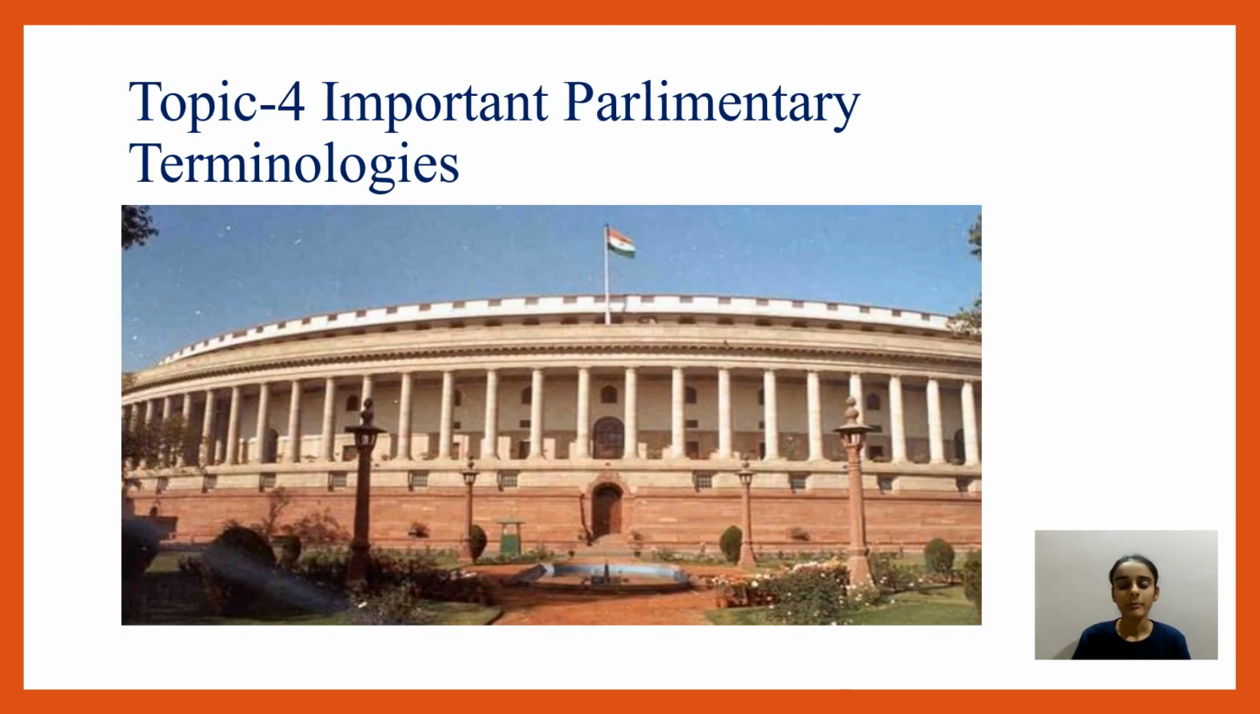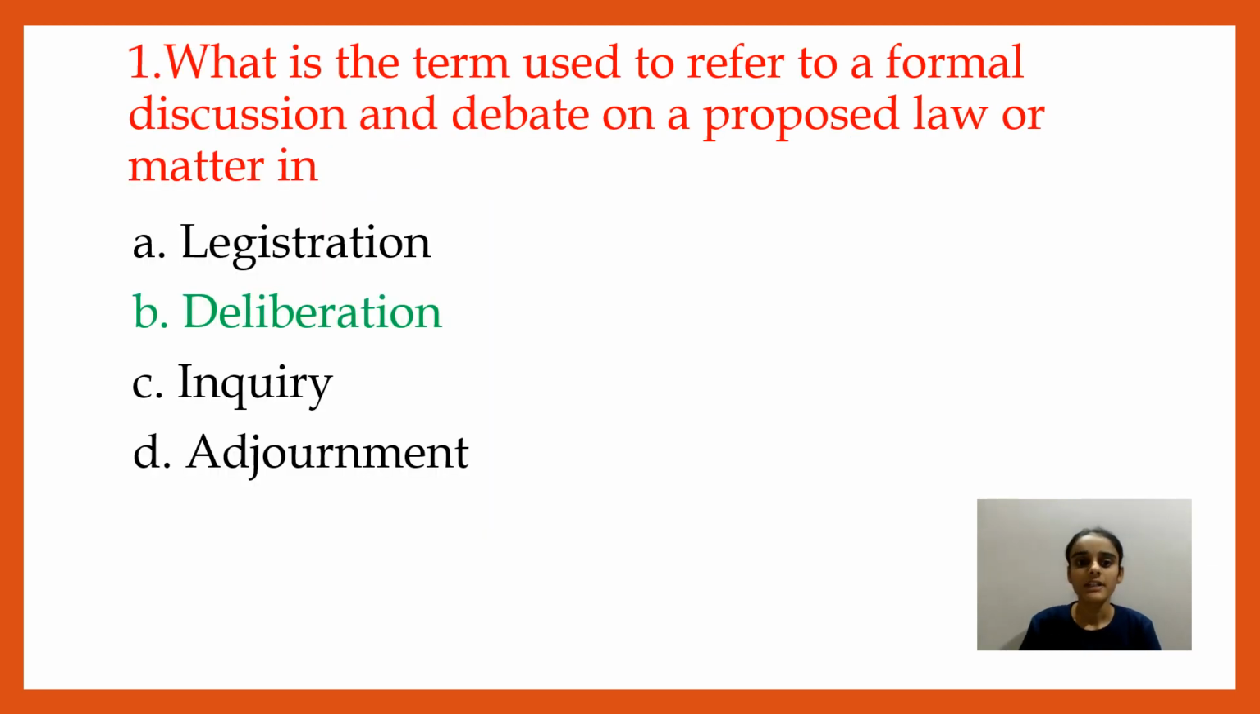Fourth topic, important parliamentary terminologies. First question, what is the term used to refer to a formal discussion and debate on a proposed law or matter? Option A, legislation. Option B, deliberation. Option C, inquiry. Option D, adjournment. And the correct option is option B, deliberation.